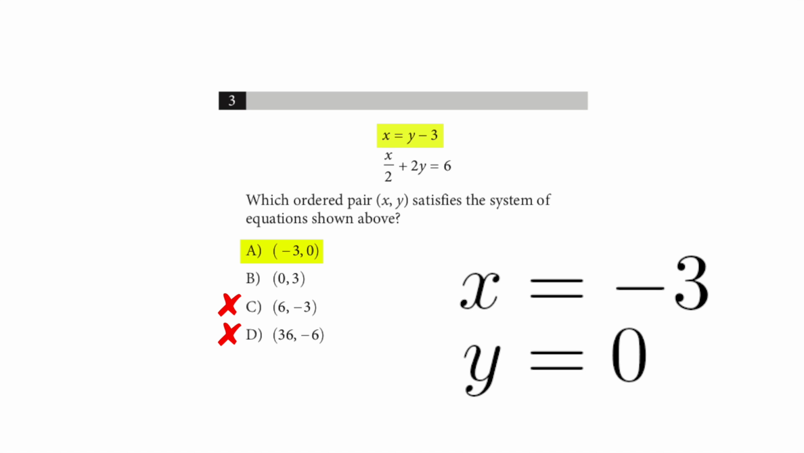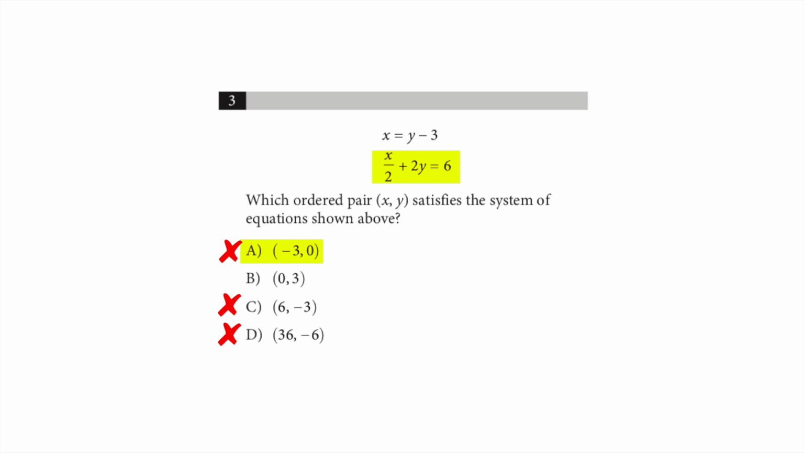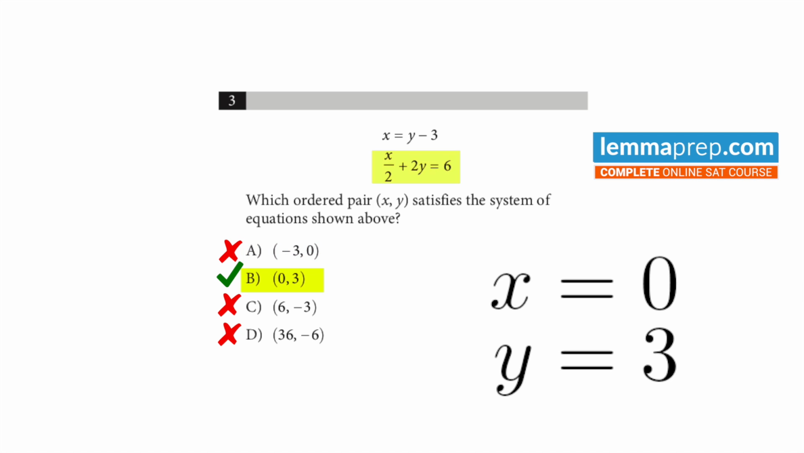Let's continue with A. Plugging in -3 for x in the second equation gives us a fraction, 3/2. So it can't possibly work. So the answer is not A, it's got to be B, but let's make sure that it fits. So we already made sure that the first equation is satisfied. 0 equals 3 minus 3. And for the second equation, we see 0 plus 2 times 3 equals 6. It works. So the answer is B.